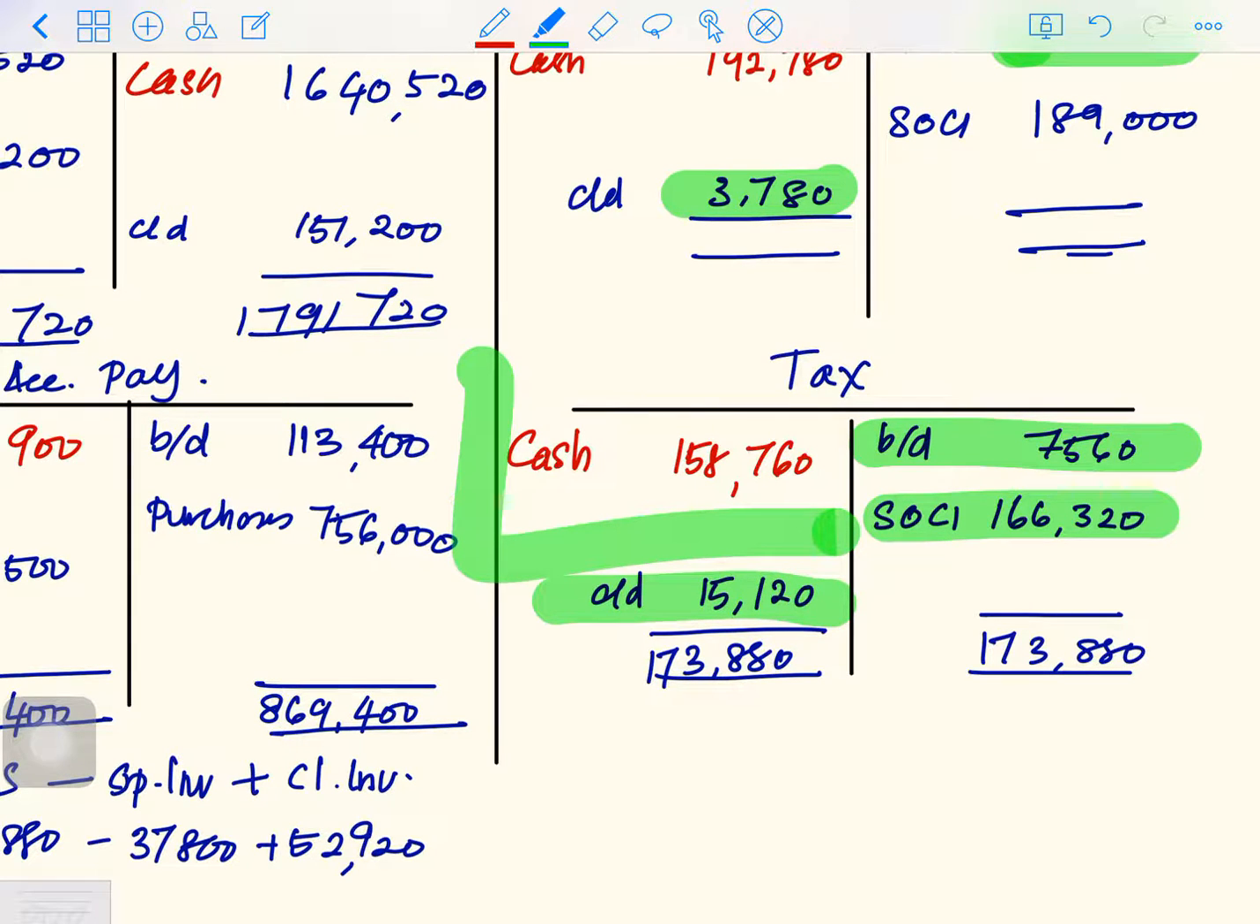Ya, dia masuk bawah tax paid. Yang tax paid bawah operating activities. Operating activities.